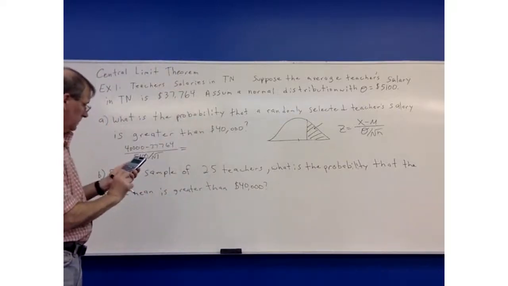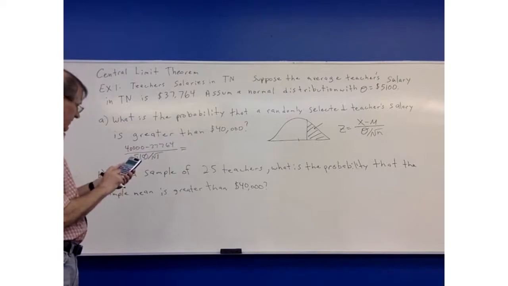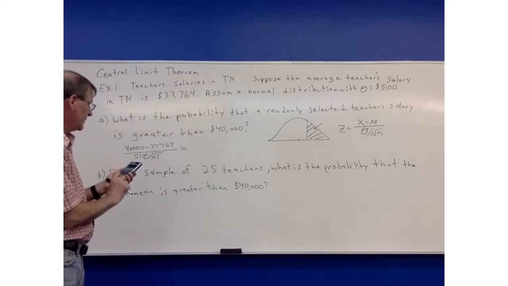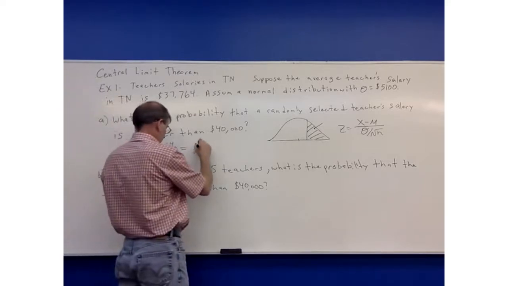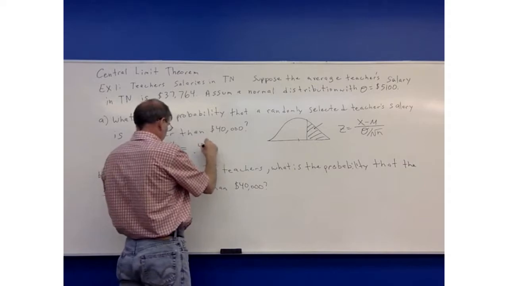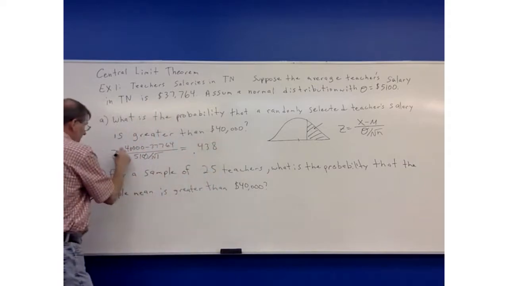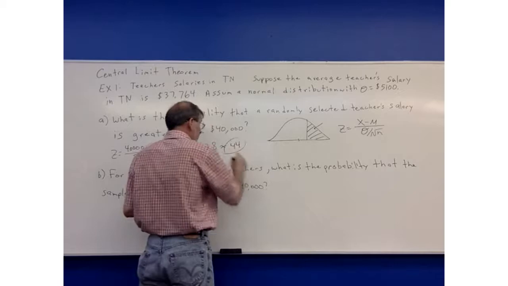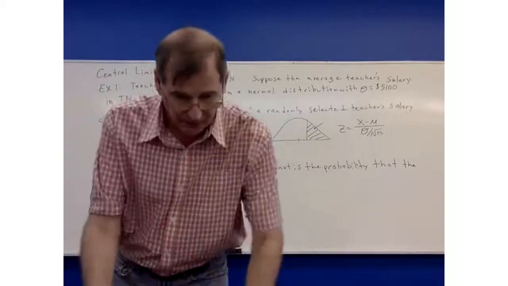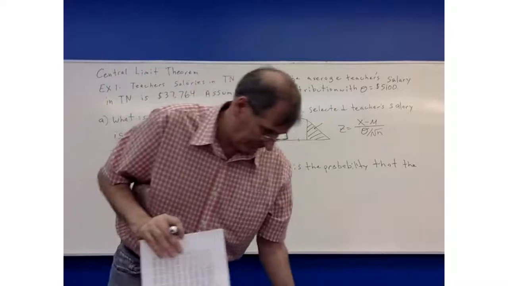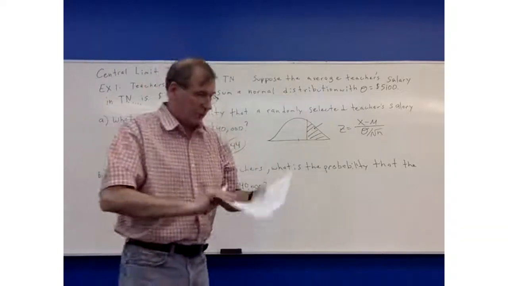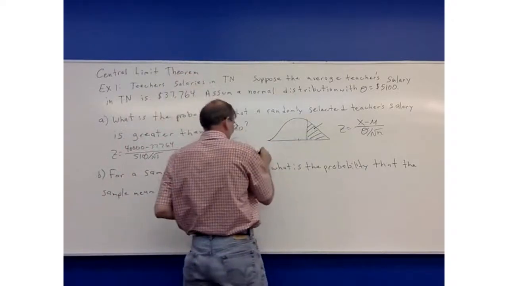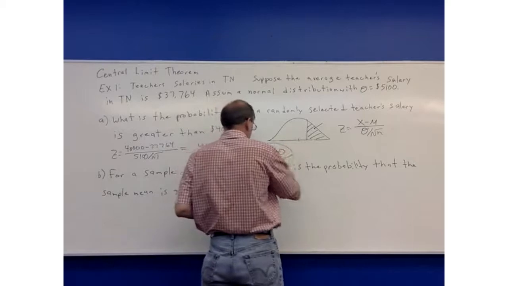40,000 minus 37,764 divided by 5,100 equals 0.438. So this gives us a z value. So this is actually approximately 0.44. This is what we're going to look up on our z table. So if we look up 0.44, we get 0.6700.